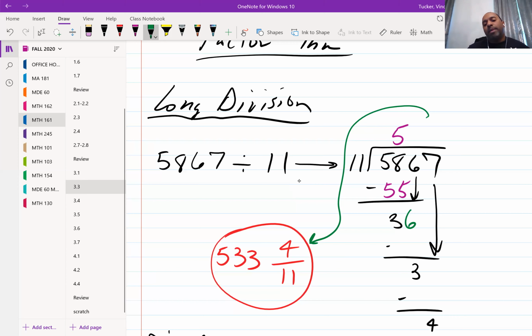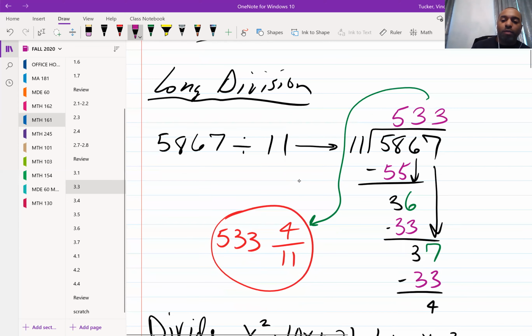So you ask yourself, how many times does 11 go into 36? And that is 3 times. 3 times 11 is 33. Subtract 33 from 36, that'll give you 3. Bring down the 7. 11 goes into 37 3 times again. 3 times 11 is 33. Subtract those, and that'll give you 4 as a remainder.